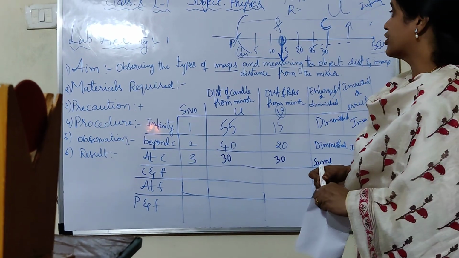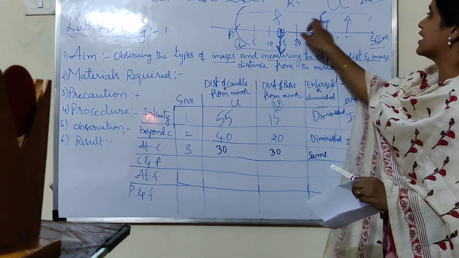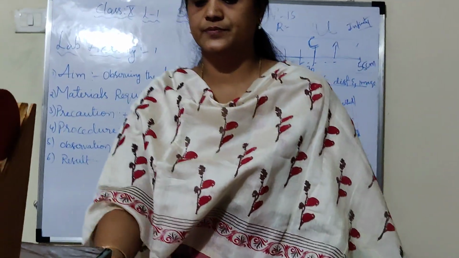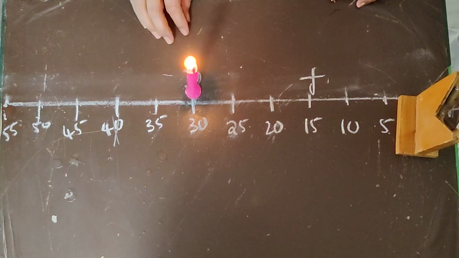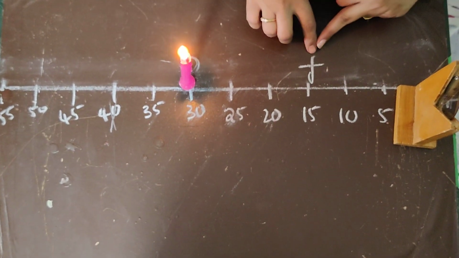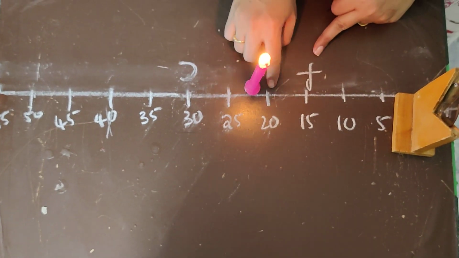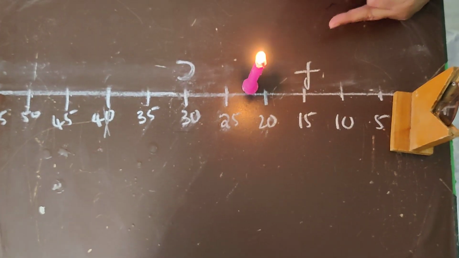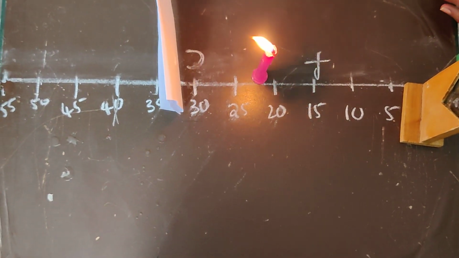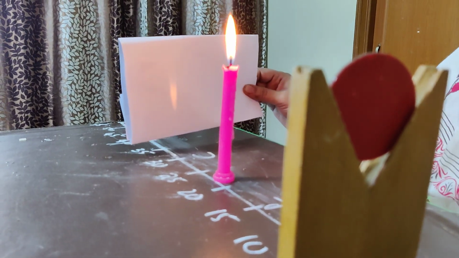Next, when you place an object in between F and C, what type of image we get? We'll observe. Now from the center of the mirror, if you place this candle in between F and C, so I am placing this candle in between 20 to 25, then where we will get the image. So you can find the image on the screen. Just I'm adjusting the screen.